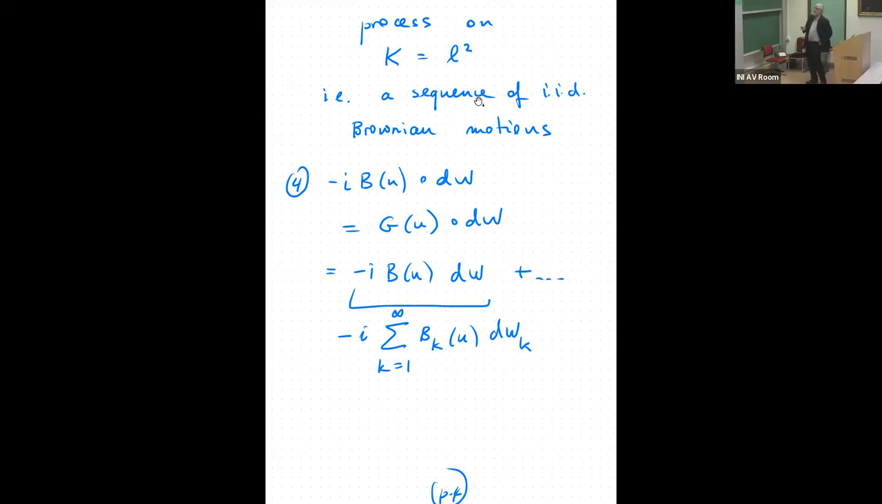So we have a Hilbert space L2. We have a sequence of IID Brownian motions. The stochastic term, which I wrote, is minus iB of U Stratonovich dW.